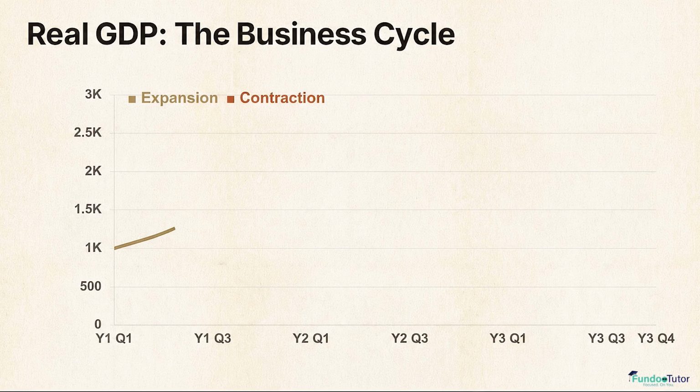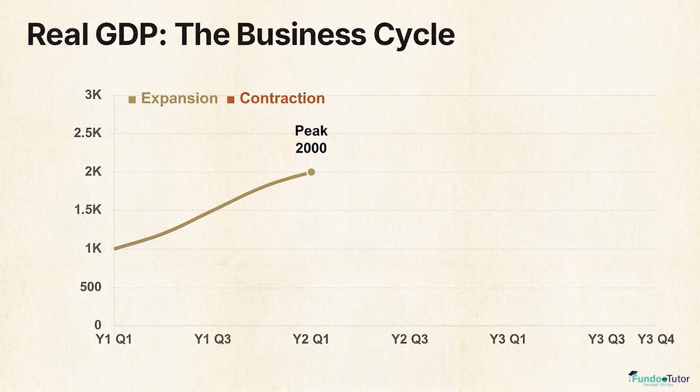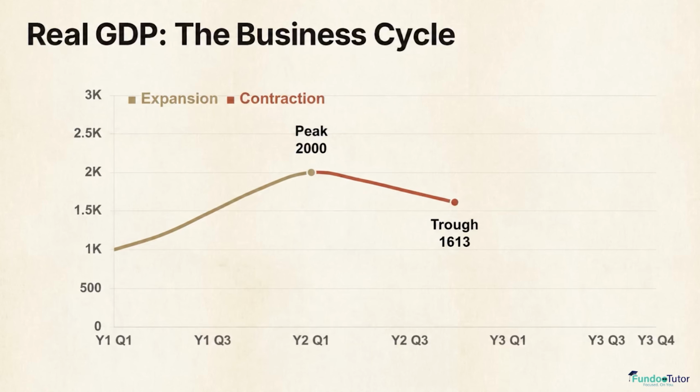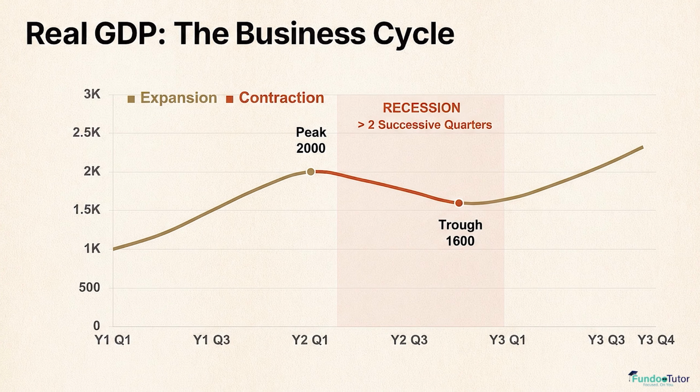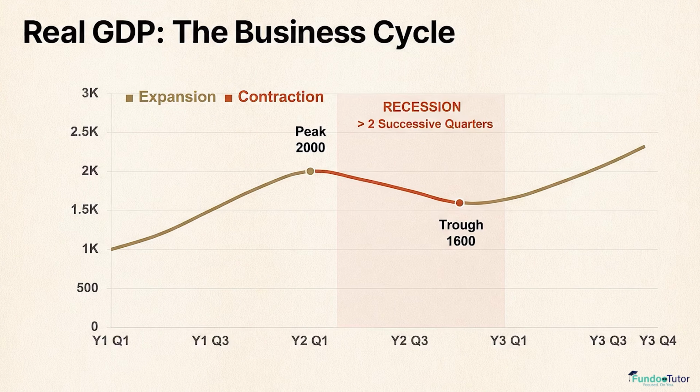Economies rarely grow in a perfectly straight line. If you track real GDP over time, you'll see natural waves of expansion and contraction. We call this the business cycle. When that wave heads downward, things get serious. Cambridge defines a recession very specifically. It is a reduction in real gross domestic product, or GDP, for more than 2 successive quarters.